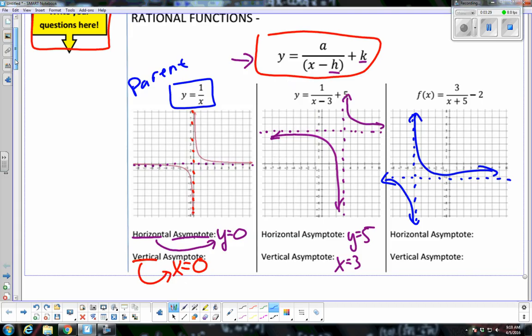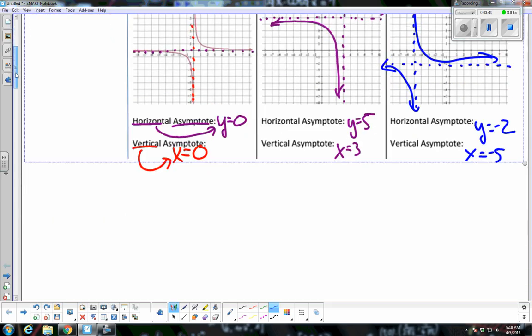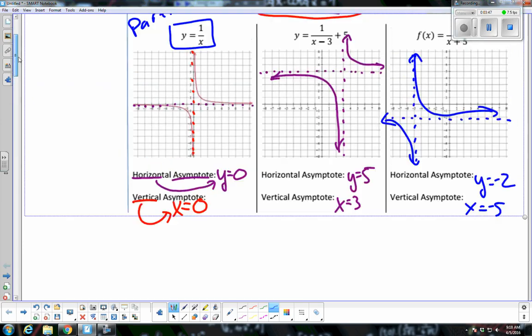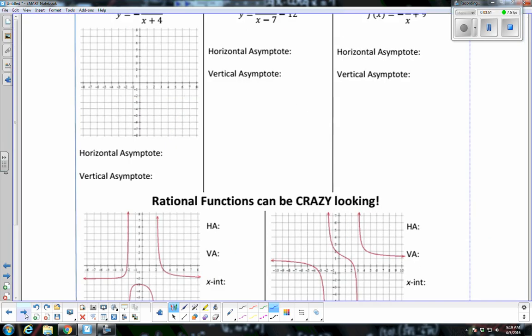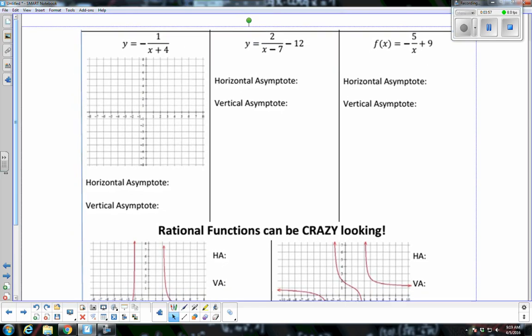Okay? So the horizontal asymptote in this case will be y equals negative 2. The vertical asymptote in this case would be x equals negative 5. Okay, and you're good to go. So there's 2 with asymptotes. Let's come down to the next section and take a look at some different functions. So if we look at this next section right here, oh, I need to move the pen a little bit. All right, there we go. That's a little easier to see there.